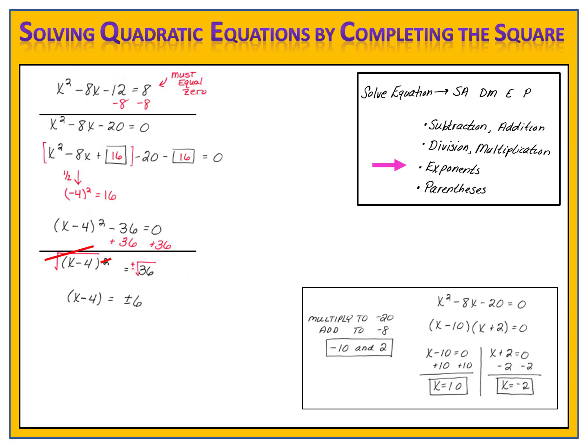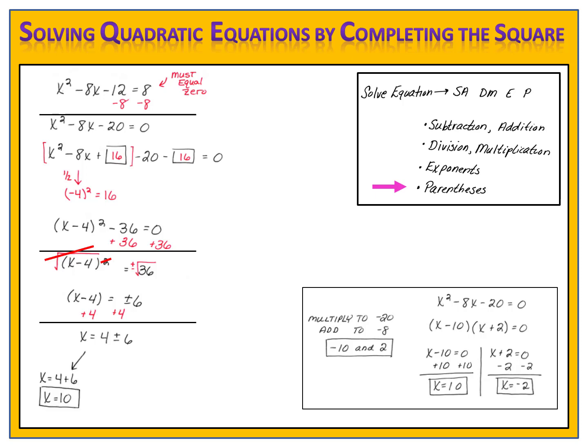On the left, we have x minus 4. On the right, we have plus or minus 6. The final step is to deal with the parentheses. Add 4 to both sides. X equals 4 plus or minus 6. Remember, this is two separate solutions.